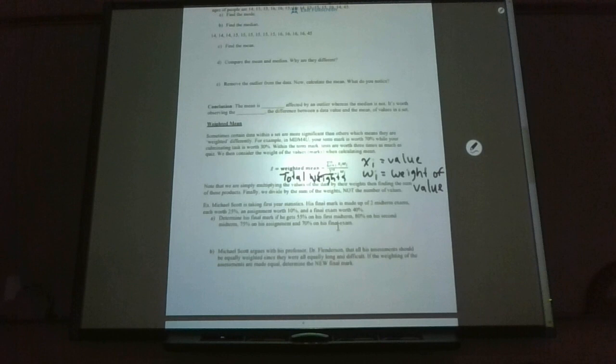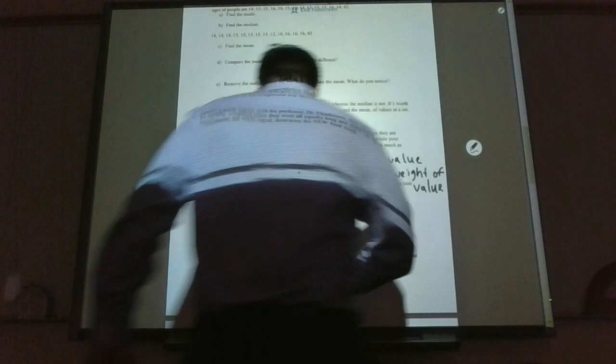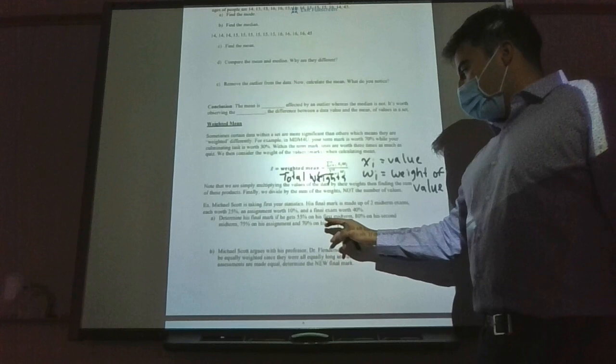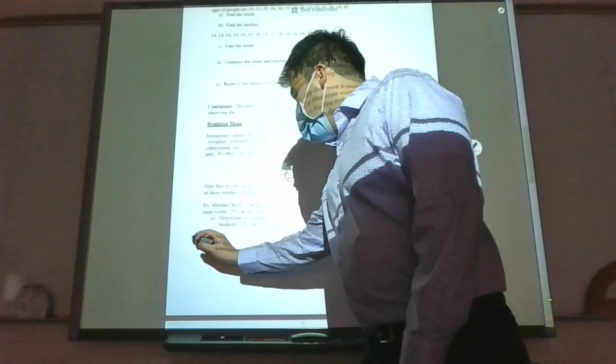So let's do this one together, just because I feel like it's not too hard of a concept, but I think the formula itself makes it a little bit tricky. So where it says determine the final mark, what we're going to do is simply take all the values that we have here, the actual marks, and include the weights along with it, right?